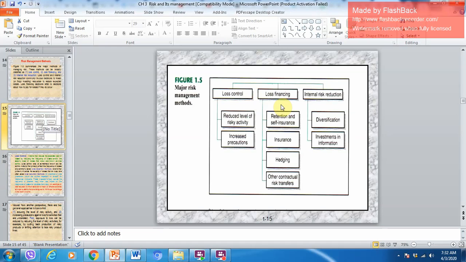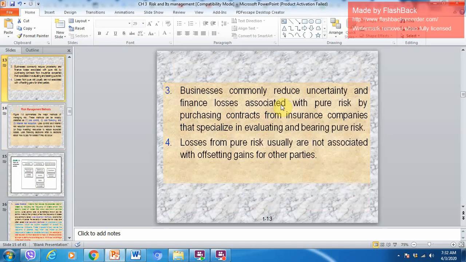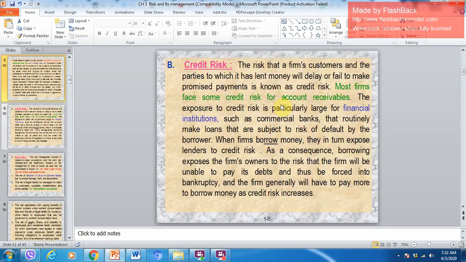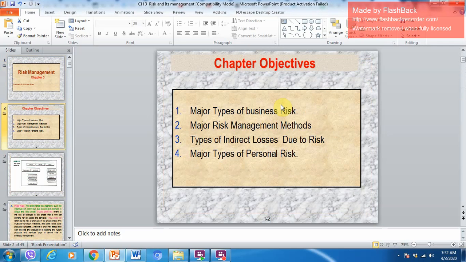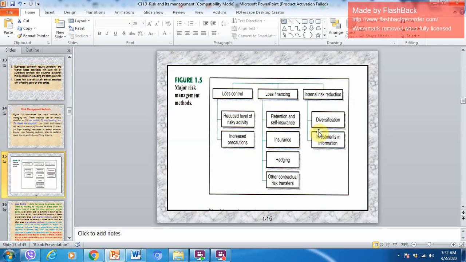And now we move toward the second topic. Right now we discussed the first one, major types of business risk. Now we are going to discuss the major risk management methods. This is the second topic that we will discuss. Again, I will discuss each point by one slide, as all the points are gathered and available in one picture. Also, further explanation in detail is available in slides 16, 17 and 18. So we go one by one.